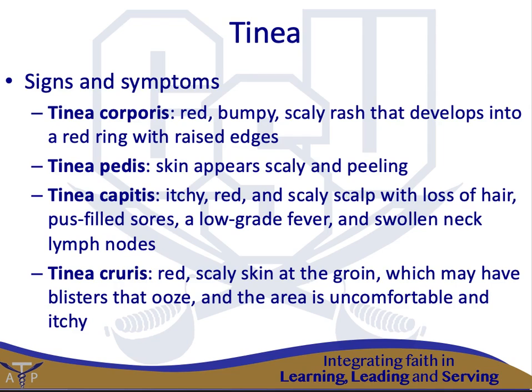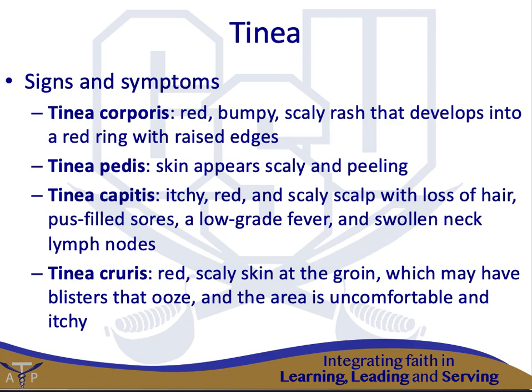When we look at signs and symptoms, even though they are all tinea, we do see different signs and symptoms for each type. On the body, ringworm first appears as a red, bumpy, scaly rash that then develops into a red ring with raised edges. On the other hand, with tinea pedis, the skin appears scaly and peeling. The skin may be red and cracked, especially between the toes.